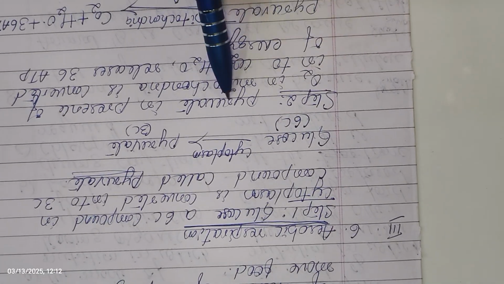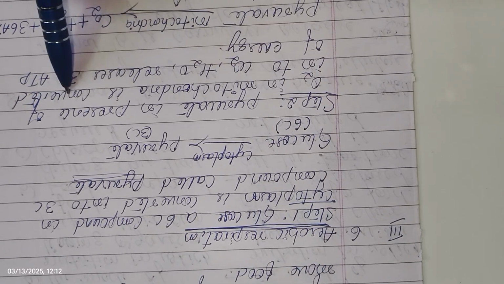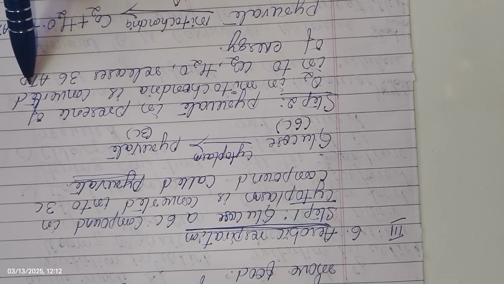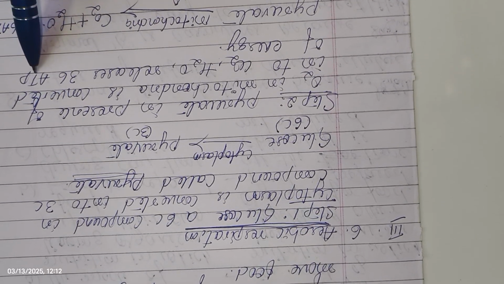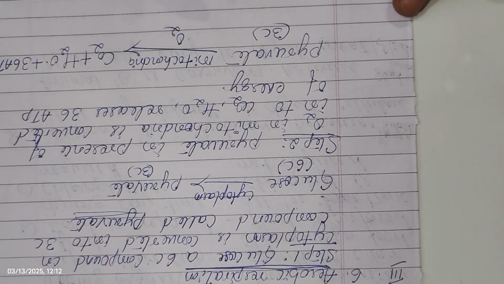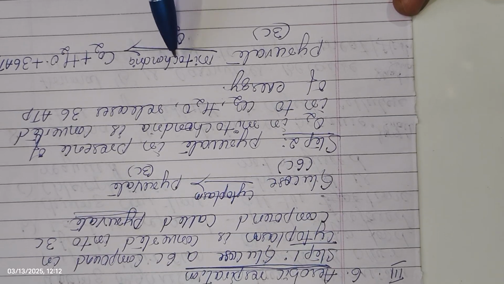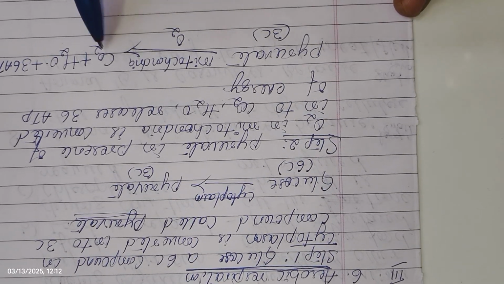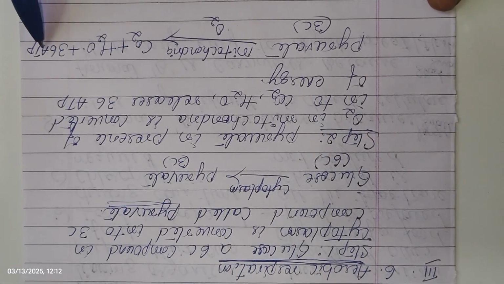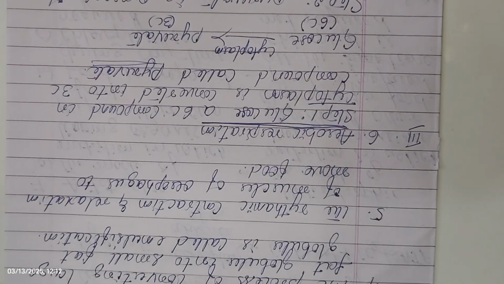Step 2, this pyruvate in the presence of oxygen in mitochondria converts into carbon dioxide, water and releases ATP. 36 ATP molecules. So pyruvate in the presence of oxygen in mitochondria converts into carbon dioxide, water and 36 ATP molecules. So this is how glucose breaks down in aerobic mode of respiration.